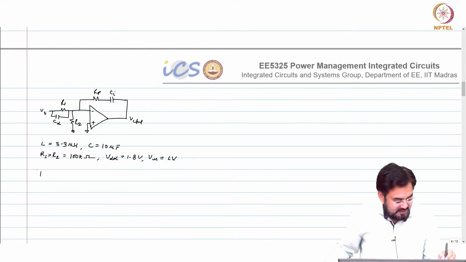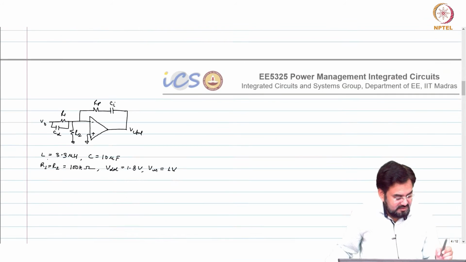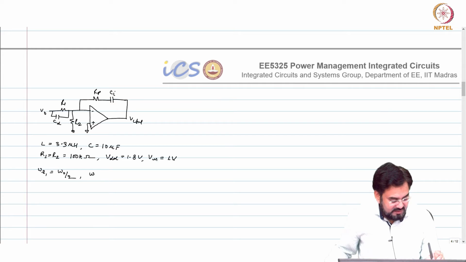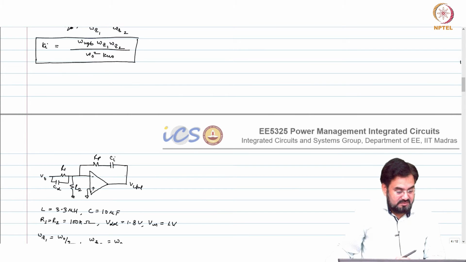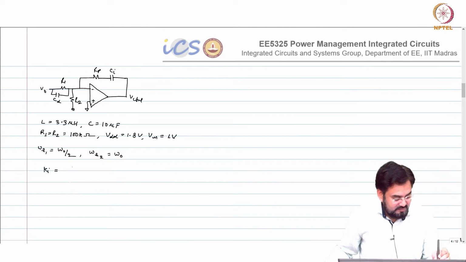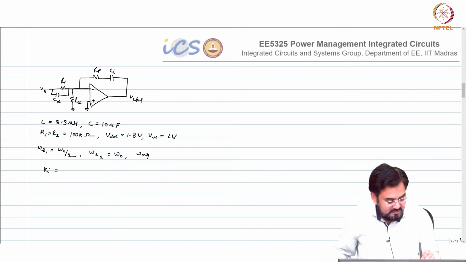So let us substitute here. Let us consider omega Z1 at omega naught by 2 and omega Z2 equal to omega naught. So your Ki will become, and what is omega UGB for 1 megahertz? 2 pi times 100k radian per second.